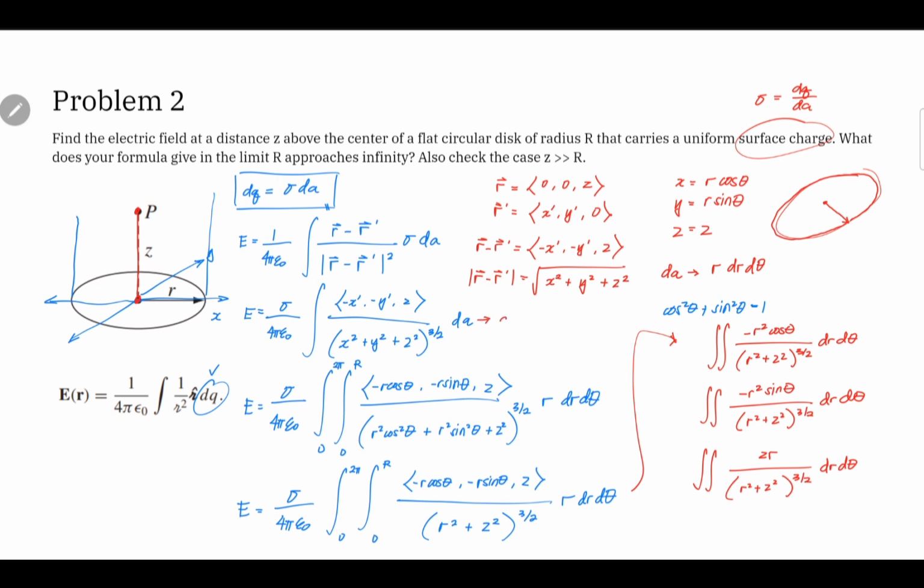Now if you proceeded with dA as dx dy, dx times dy, you could do that as well, but it's difficult to look for an integral that follows this form with two variables that you have to integrate in the denominator. It makes it difficult and annoying to solve, right?